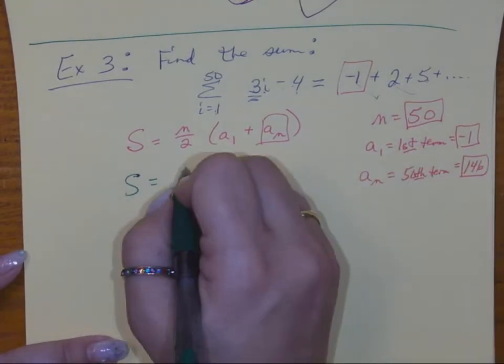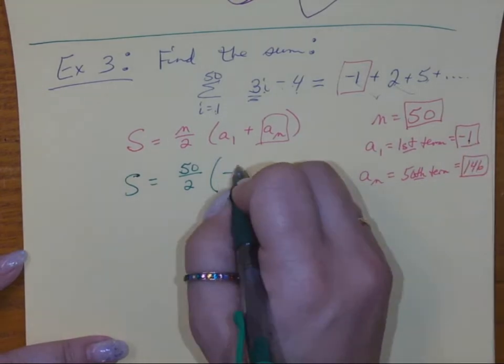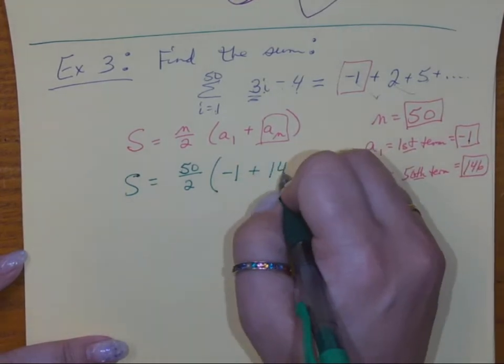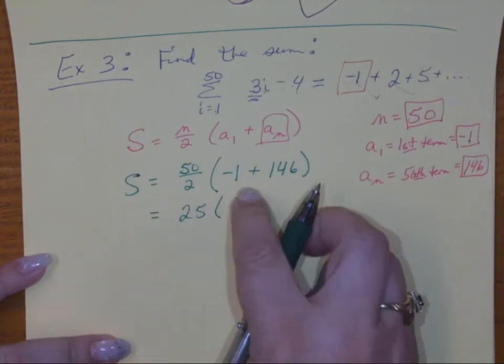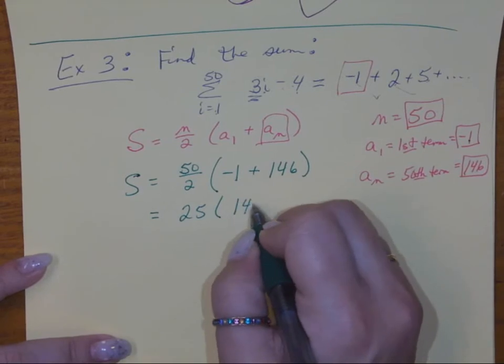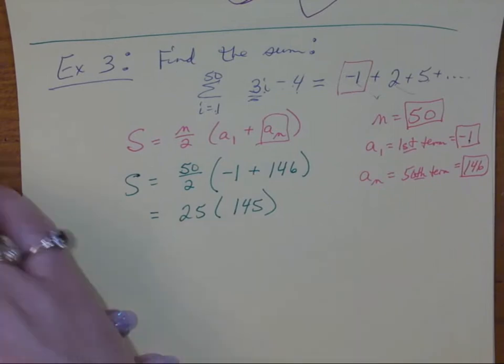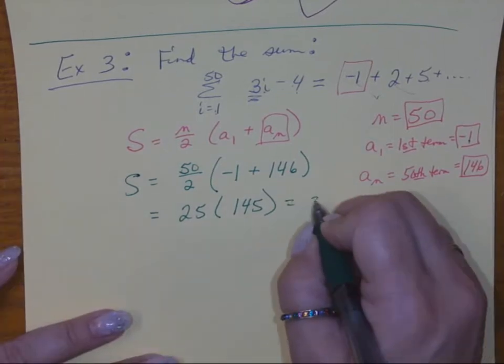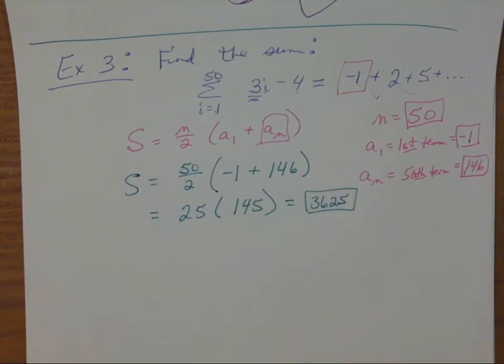S equals n is 50, 50 over 2. It's going to be a 25 in a minute. First term is negative 1, plus the last term is 146. That's pretty easy math. Even I can do that in my head. That's good. Negative 1 plus 146 is 145. Hopefully I don't mess it up after I said that. And now I need to multiply 25 times 145, and I'm getting 3,625.